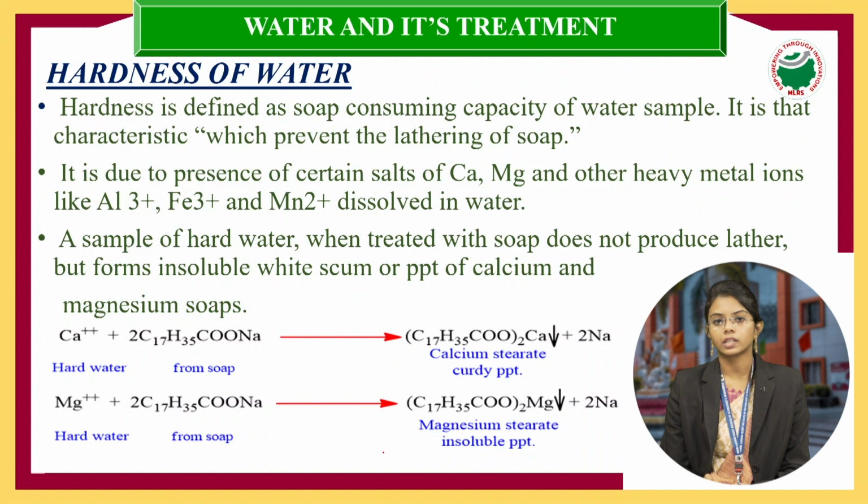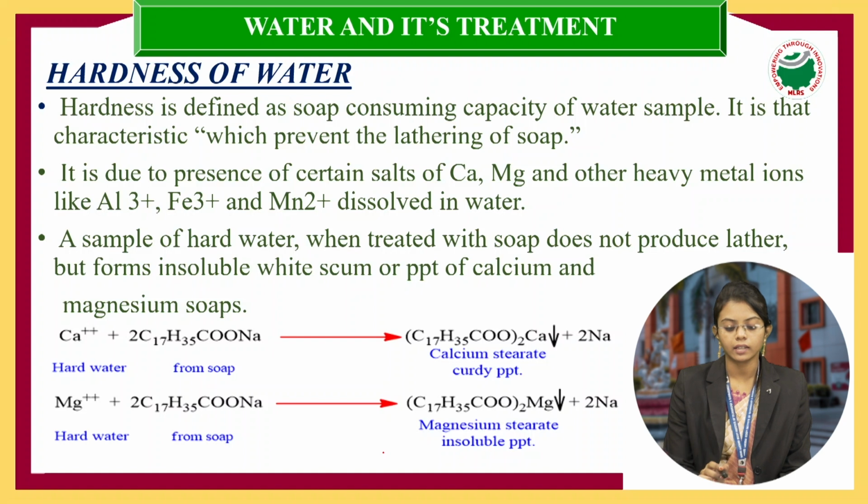How is hardness of water caused? Hardness is simply defined as the soap consuming capacity of a water sample. That means hardness of water is its capacity to consume soap.